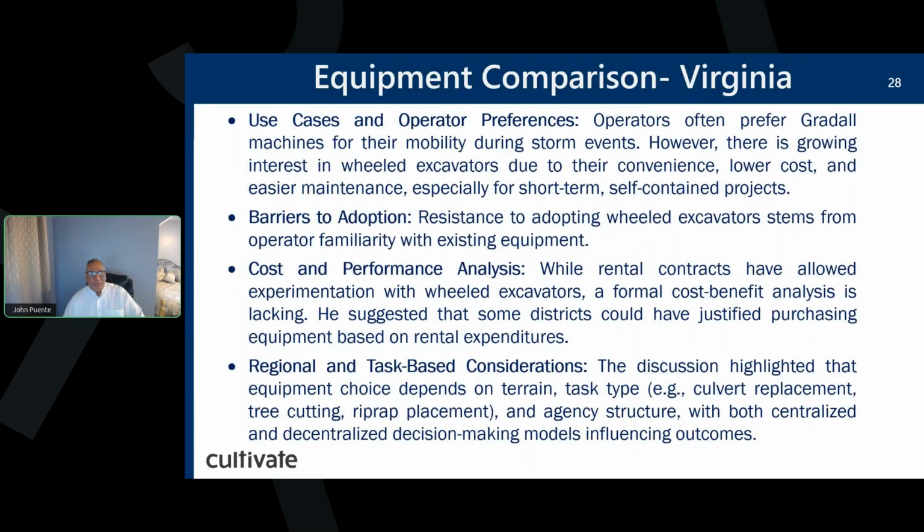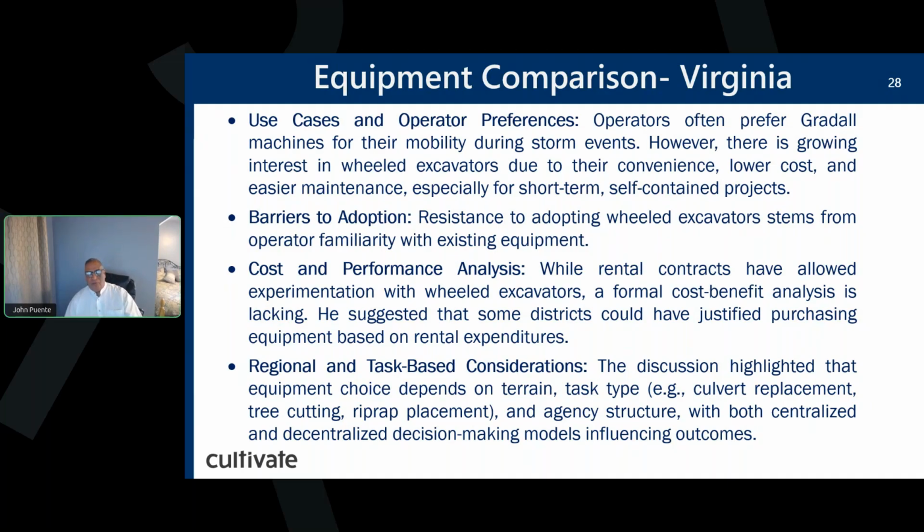Virginia noted that some of their operators rather wanted to stick with what they know, but that there was actually a growing interest in wheeled excavators as the operators learned more about them. They also suggested that some of their districts may have already justified purchasing wheeled excavators based on rental expenditures of that type of equipment that they've had over a period of time.